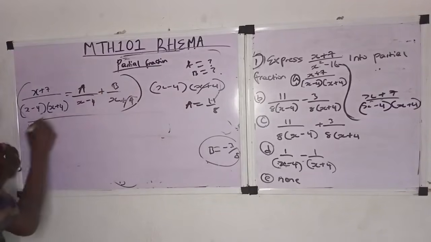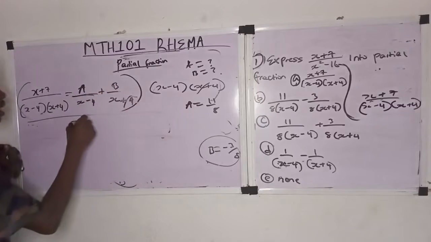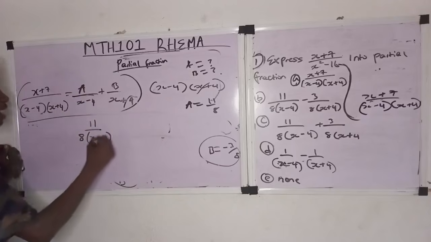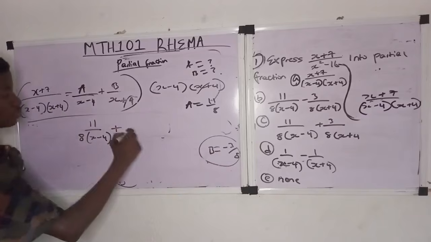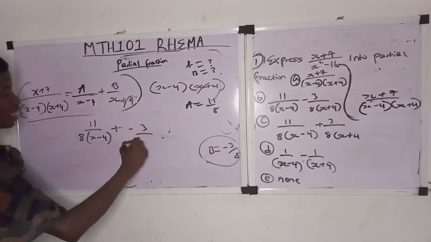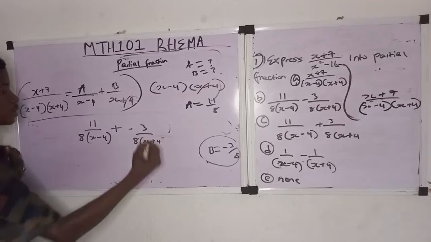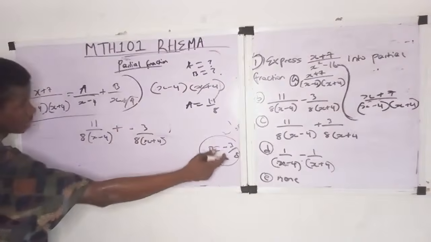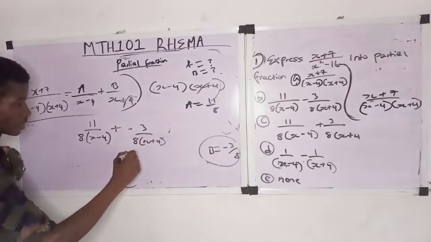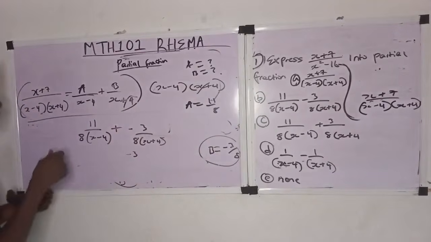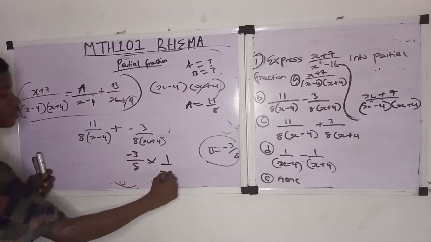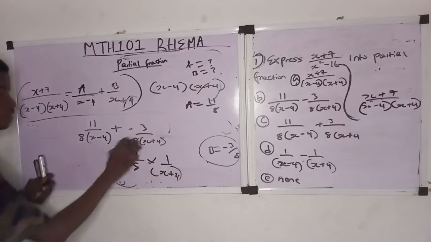So therefore A is 11 over 8, then bracket open, s minus 4, right? Then plus B, B is minus 3 over 8, then this s plus 4, right? Now don't forget B is minus 3 over 8, then times 1 over s plus 4 will still give us this.